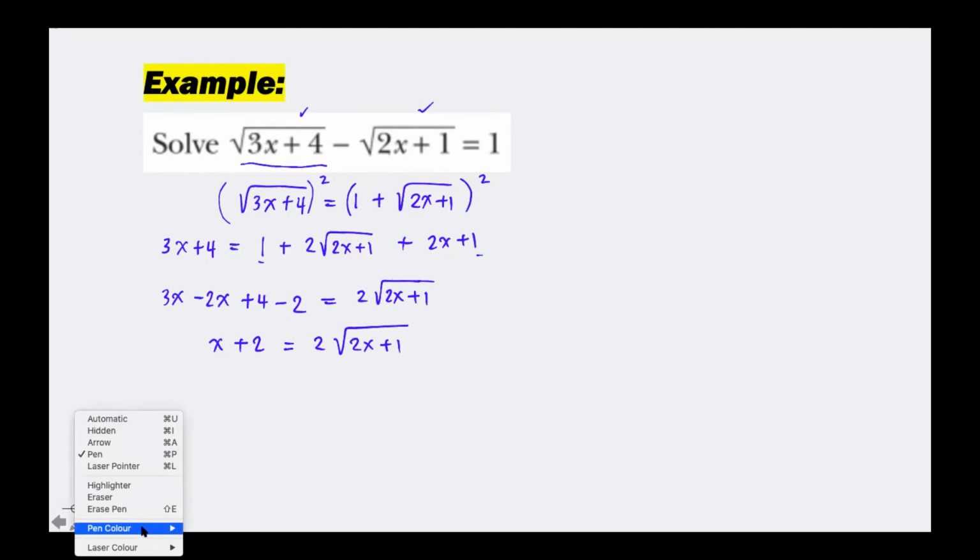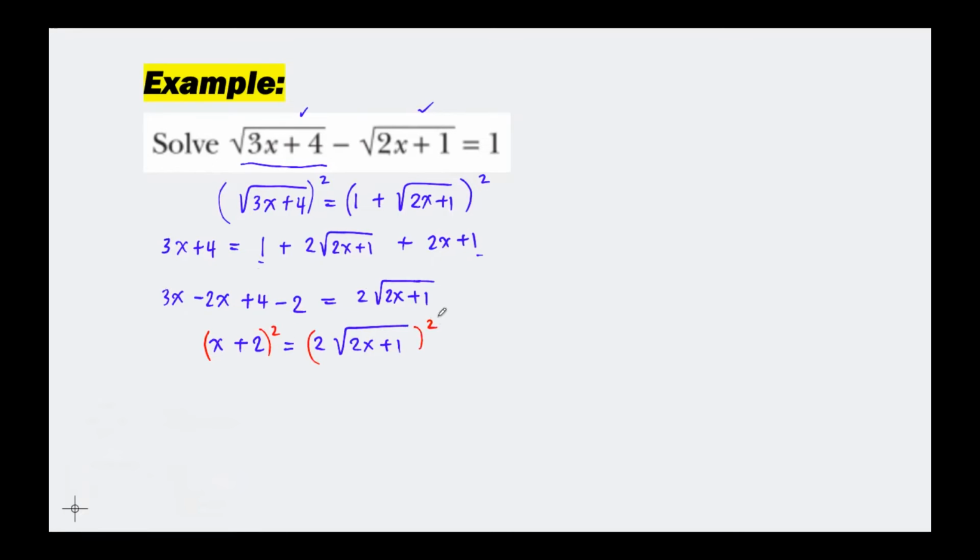So how do we get rid of the square root again? So what we will do is we're going to square the whole equation. So square this again, and that will give us x squared plus 4x plus 4 is equal to 4 times. So we're going to square this as well. That gives us only 2x plus 1. Okay, so therefore that gives you x squared plus 4x plus 4 is 8x plus 4.